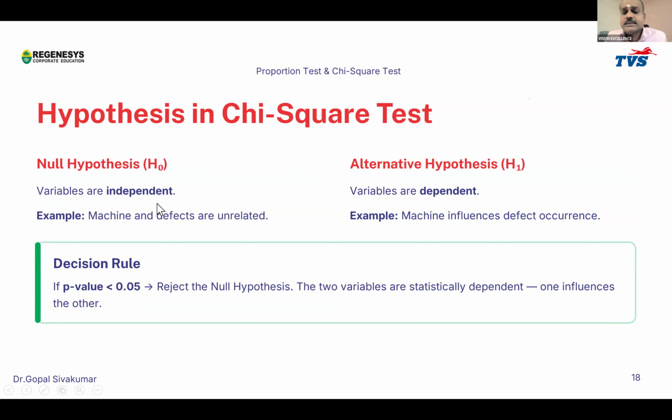So in a chi-square test, the null hypothesis is the variables are independent. Variables are independent means there is no relationship. But alternate hypothesis, the variables are dependent, like the machine influences the defect occurrence. If p-value goes below 5%, then alternate will become valid. If it remains more than 5%, then null will be retained as valid.